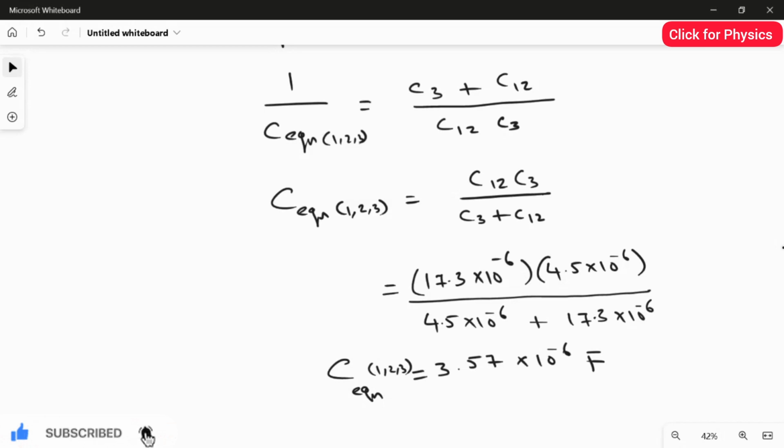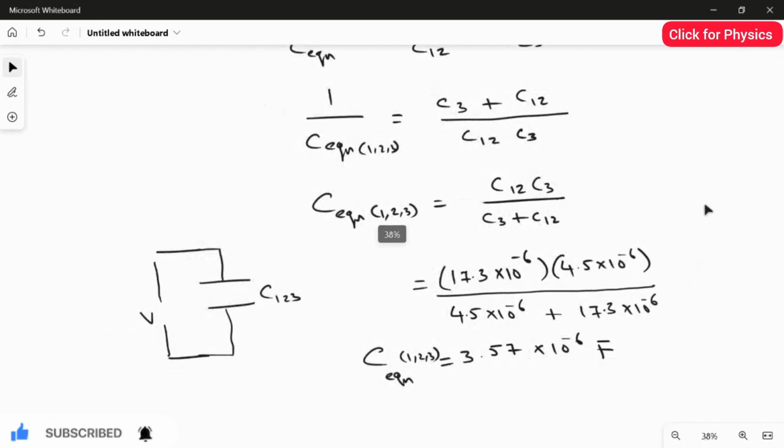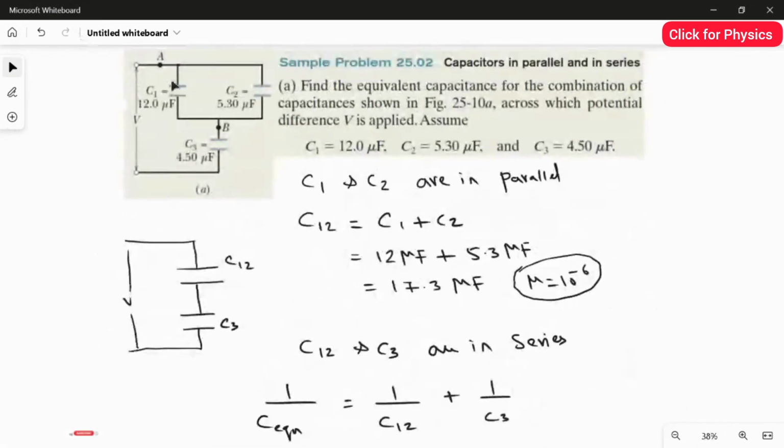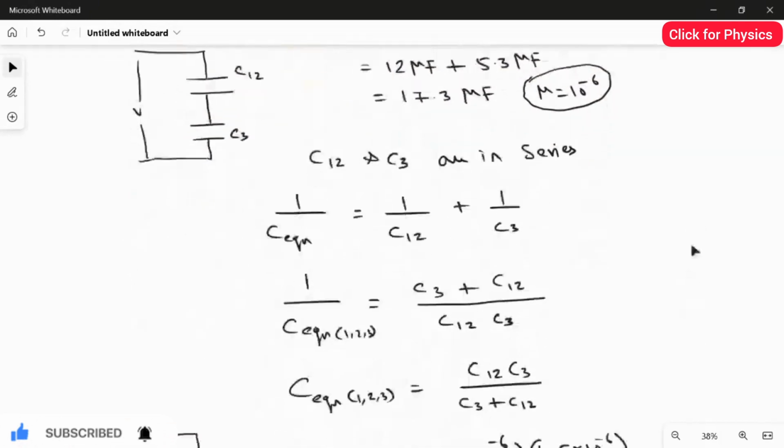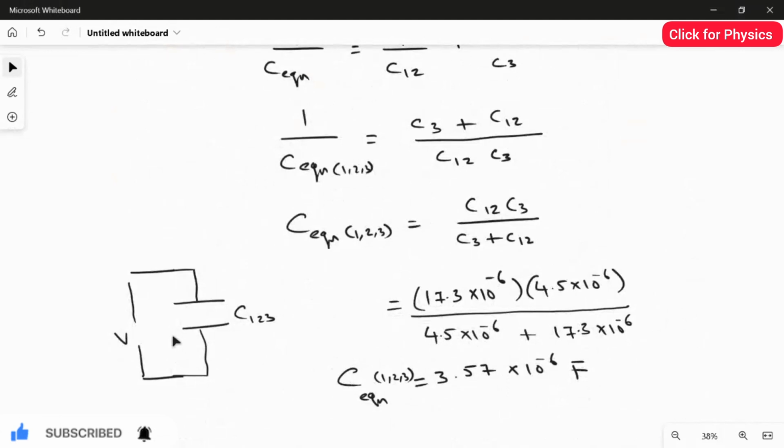Now if you modify that diagram further, your final diagram will look like this. Just see 1, 2, 3, and across these you set the potential. Clear? So let's see the diagrams one by one. First our diagram will be like this, and after we took the parallel, it will be modified like this, and after we apply the series rule for C1 and 2 and C3, once we get the answer, your diagram will look like this.